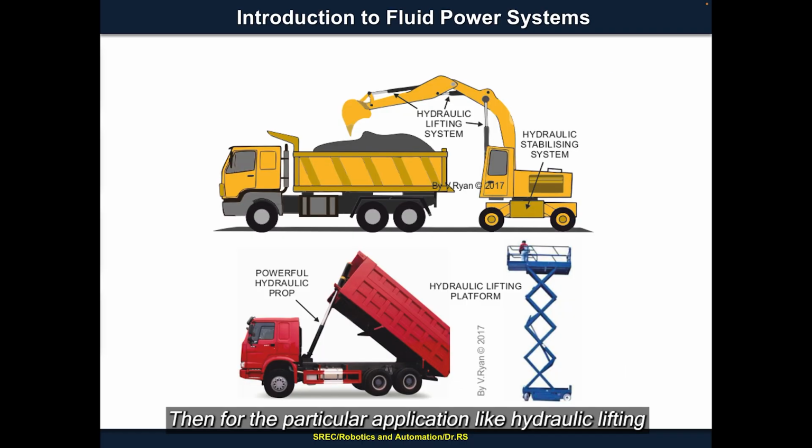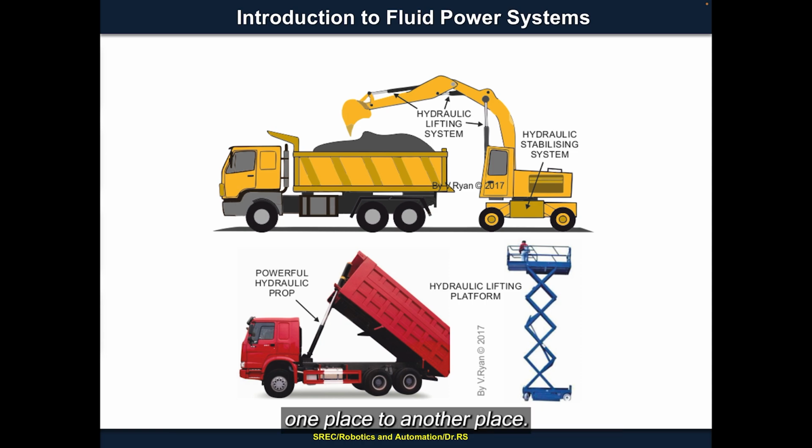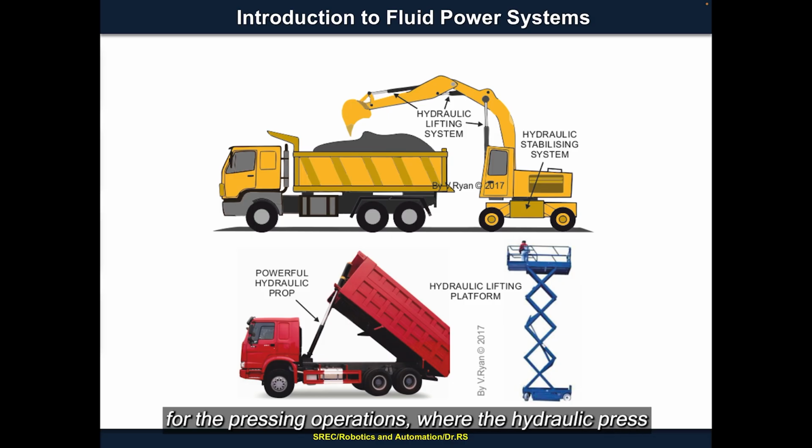For a particular application, like a hydraulic lifting jack, we will go for hydraulics. Then in agriculture applications, we'll prefer tractors for doing tasks related to irrigation, as well as the particular tasks required in the agriculture field. Whenever we want to do some material handling task, we will go for dumper trucks, where the materials are moved from one place to another. Similarly, we have industrial tasks, like modifying components using a hydraulic press. We'll go for pressing operations, where the hydraulic press is used.